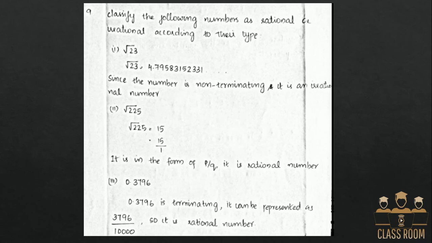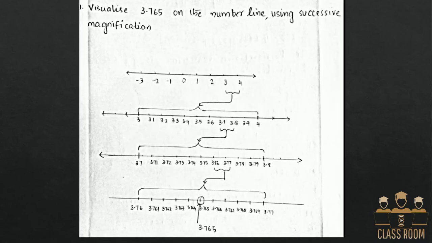Okay, now let's move to the 1.4 exercise. Here, first question, visualize 3.765 on the number line using successive magnification. So what you have to do is, first draw our number line. In the number line, the middle will be 0. Here onwards are positive numbers, here the negative numbers. Our number is 3.765. It is in between 3 and 4. Clear? The number is in between 3 and 4.